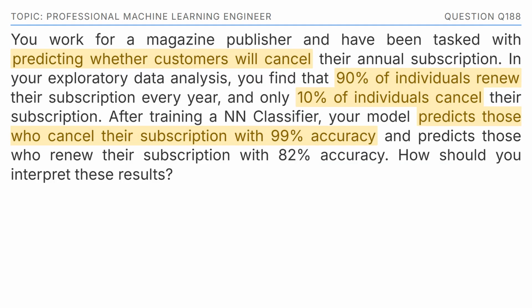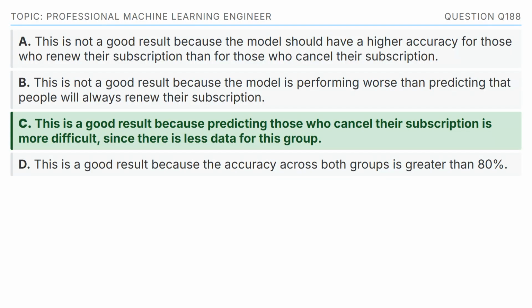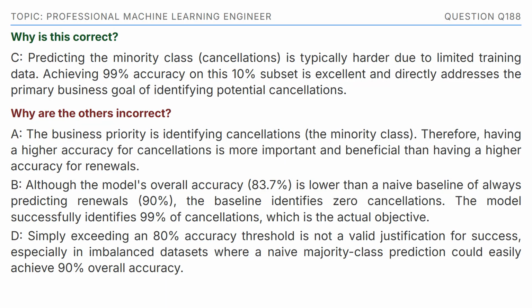To arrive at the correct answer, we focus on the keywords: predicting whether customers will cancel, 90% of individuals renew, 10% of individuals cancel, predicts those who cancel their subscription with 99% accuracy. The correct answer is option C. This is a good result because predicting those who cancel their subscription is more difficult, since there is less data for this group. Why is this correct? C. Predicting the minority class, cancellations, is typically harder due to limited training data. Achieving 99% accuracy on this 10% subset is excellent and directly addresses the primary business goal of identifying potential cancellations.